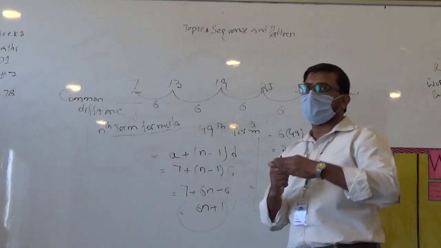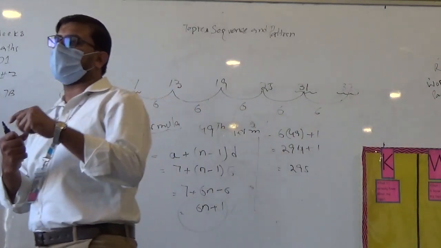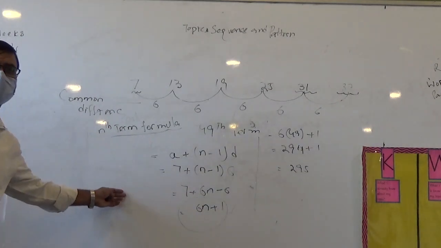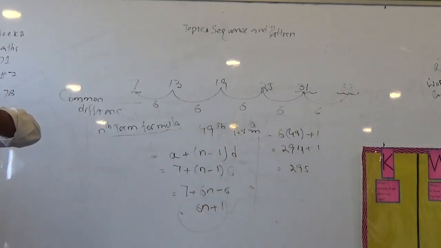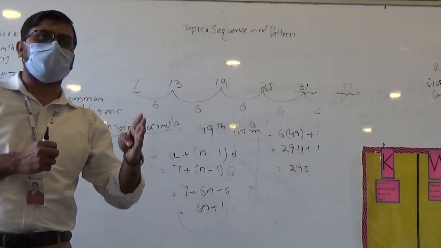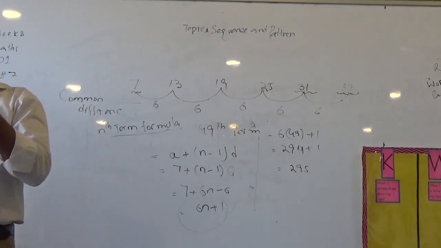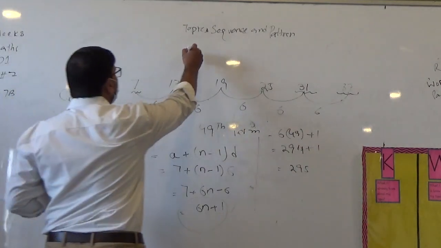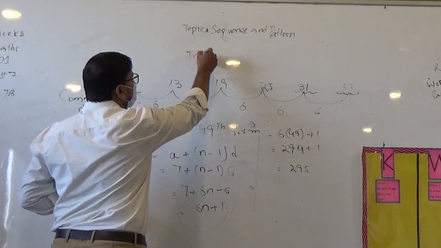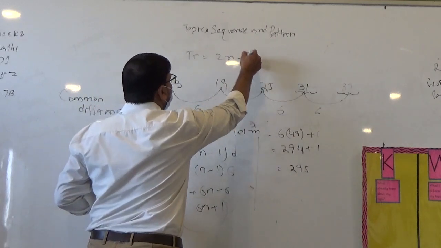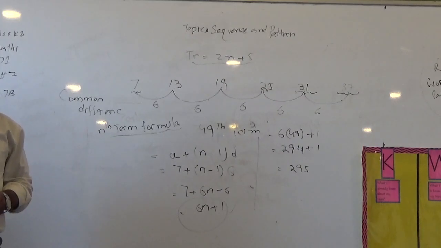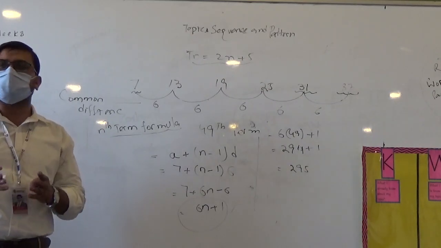So when you get this type of question, you will be given some sequence and you need to find the nth term formula, or the other way. If you remember your last day's lecture, you will be given an already made formula. Suppose the nth term formula, Tn, is 2n plus 5. This is your nth term formula. And you are being asked, what is the fifth term?